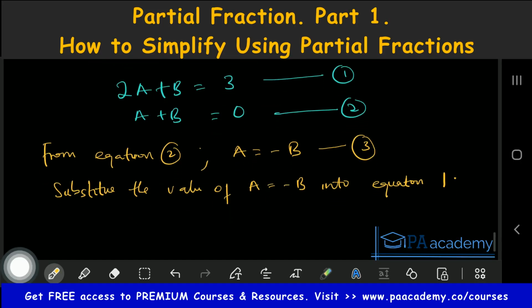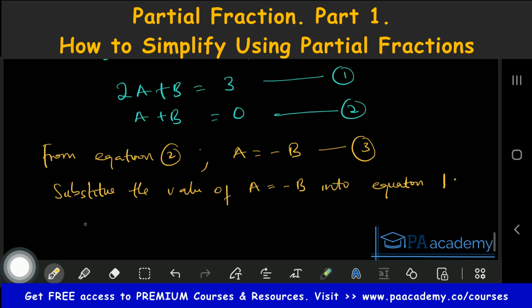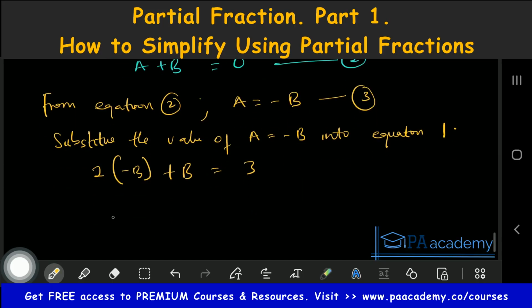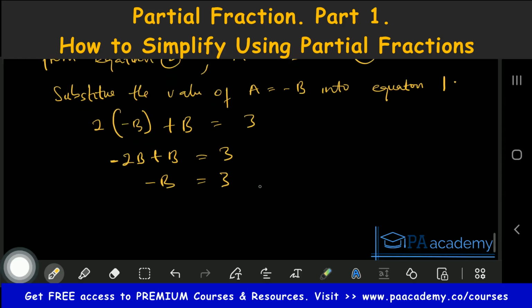All right, so in doing that, we are going to be having 2 into brackets (-b) plus b equals to 3. So we are going to be having -2b + b = 3. So this will give us -b = 3. If you multiply both sides by minus 1, or divide both sides by minus, we are going to be having b = -3. So we've gotten the value for our b.